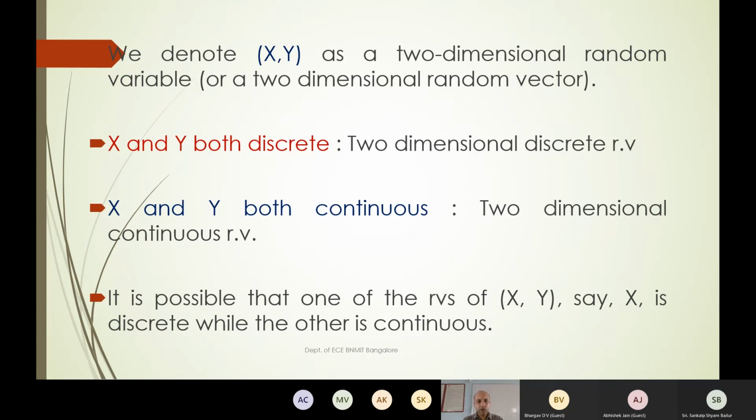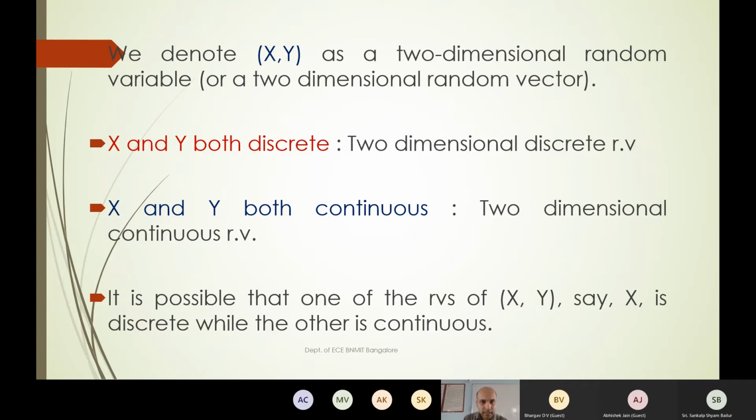Then in that case, if I'm looking at temperature and humidity simultaneously, I look at them as continuous random variables. It is also possible that one of the random variables, X, is discrete and the other is continuous, and vice versa. But this third case we are not going to explore in our course. We only look at the situation when both of them are discrete and when both of them are continuous.